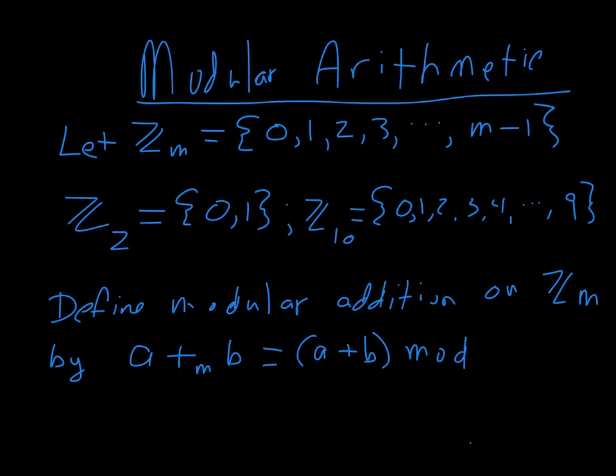Now, here's what you need to notice. This A right here is an element of Z_m, and B over here is an element of Z_m. And this addition is thought of as happening inside this set Z_m. The way that we define it is we regard these things as just regular old integers, and we add them as integers. And whatever this addition is, we just take that mod m.